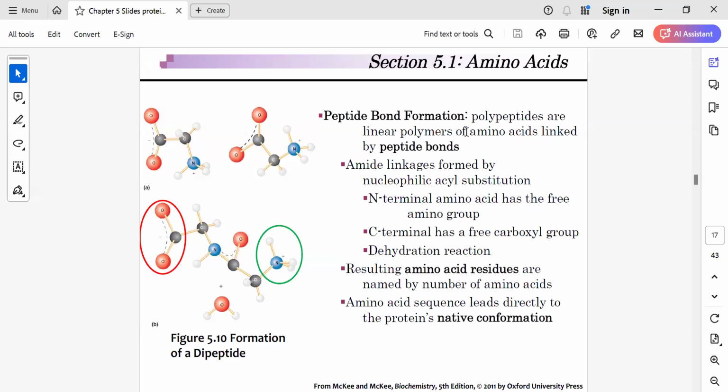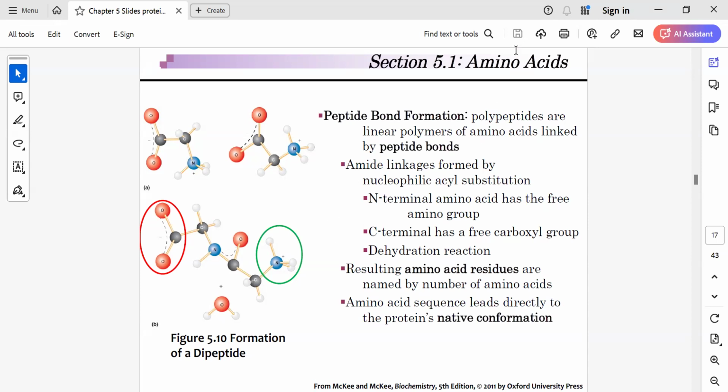Okay, so now we are going to look at the peptide bond formation. Polypeptides are linear polymers of amino acids linked by peptide bonds, or what we call an amide linkage. This amide linkage is formed by nucleophilic acyl substitution. That is, the N-terminal amino acid has the free amino group, and the C-terminal has a free carboxylic group. Therefore, a dehydration reaction will take place.